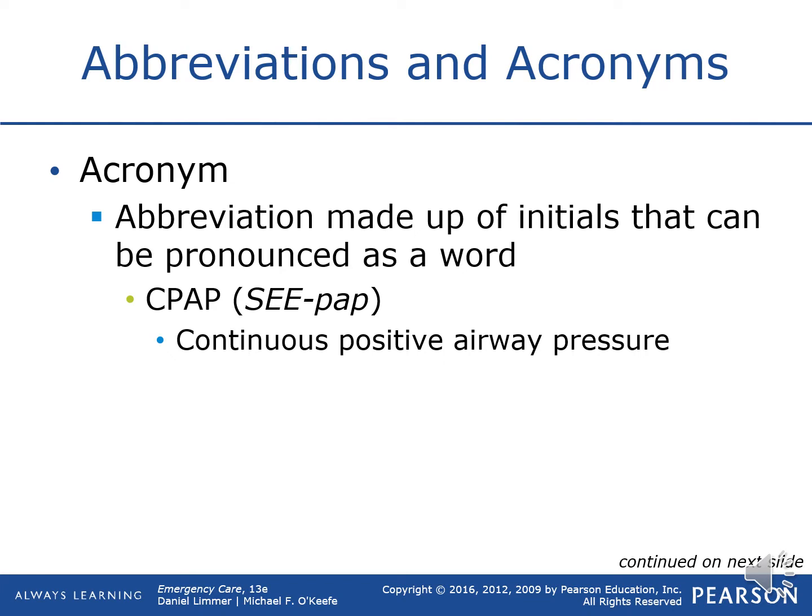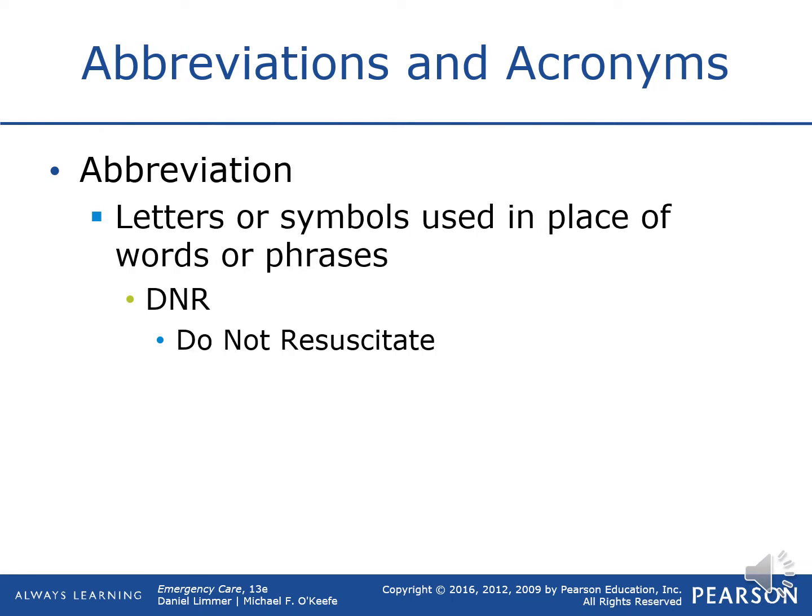So in CPR, you have to say each individual letter of that acronym. But something like CPAP, which stands for continuous positive airway pressure, is pronounced "sea-pap," not C-P-A-P. So because we can pronounce it as a word, we don't have to say every single initial. That makes it an acronym versus an abbreviation. So right here is an example of an abbreviation, DNR, which means do not resuscitate.